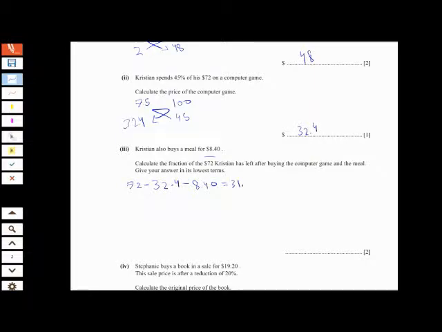And now they want this as a fraction. So $31.2 over his total money that he had, which is $72. Write down its lowest term. It's going to be 13 over 30.